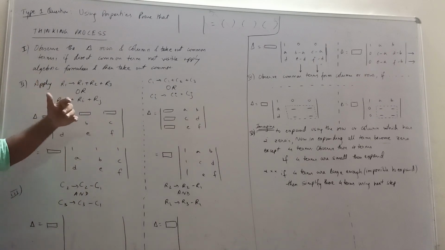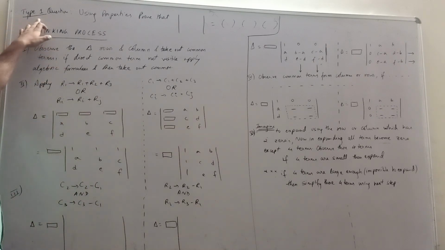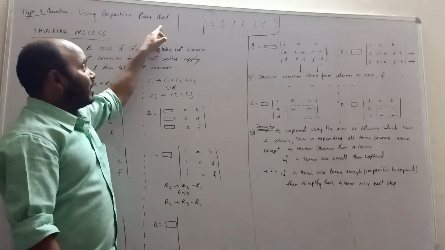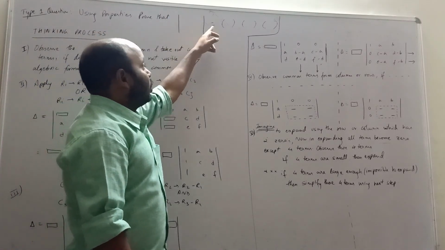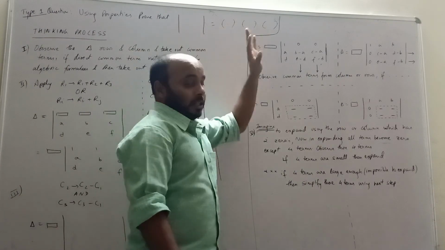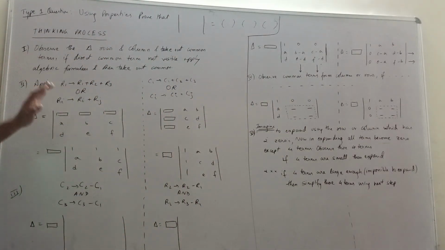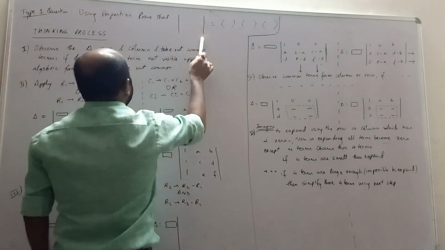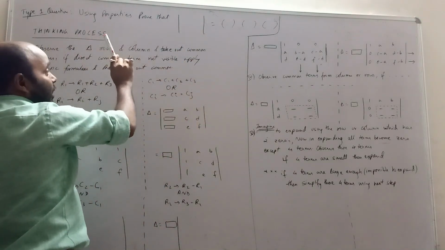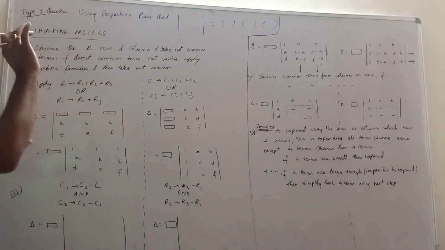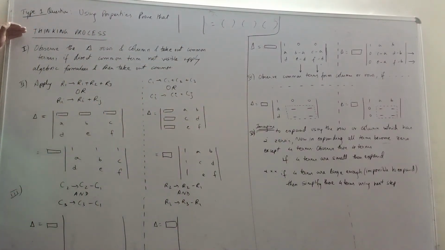Now in this chapter the first type of question which you will face will be written like this: using properties, prove that a given determinant equals something into something into something. Okay, understood the question? Now your job is what? Take the determinant, apply properties, and prove that it equals the RHS. Now, how will the thinking process start?